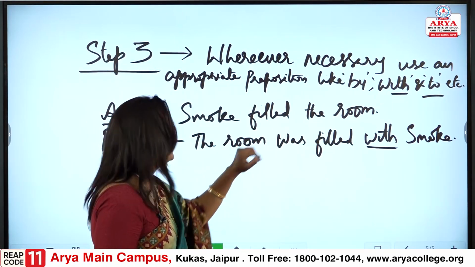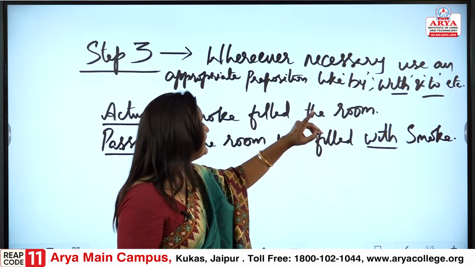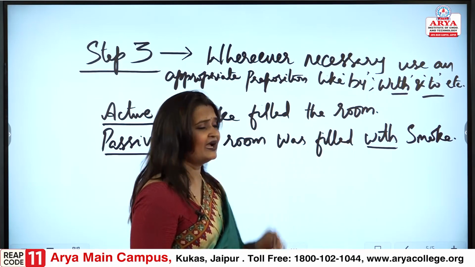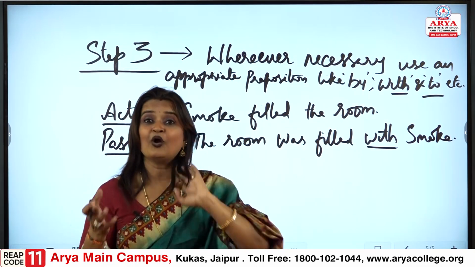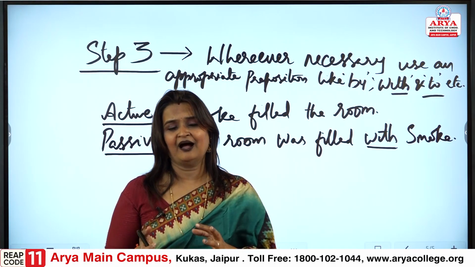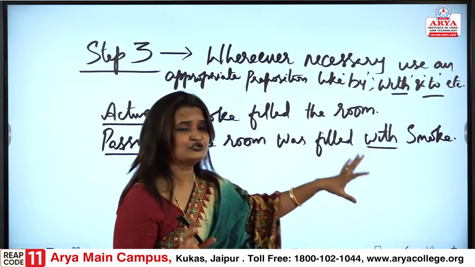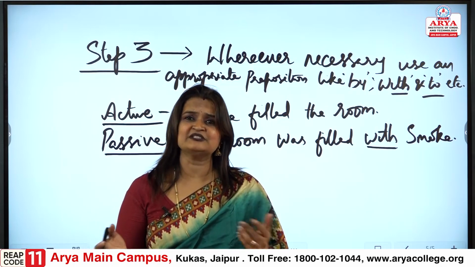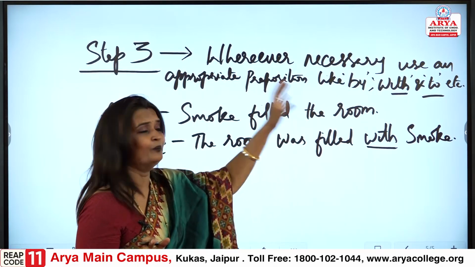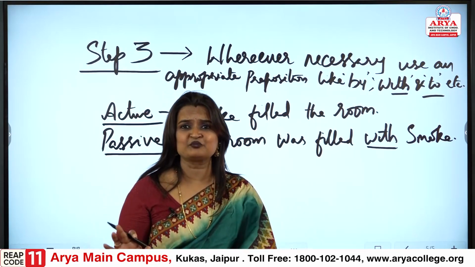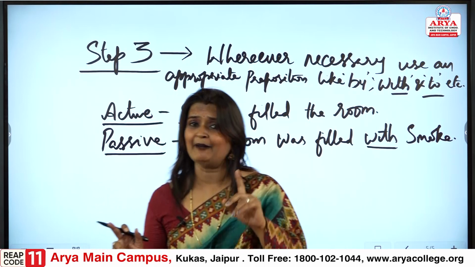The object became the subject, the verb filled remained filled, but we use the past participle, was filled. Now, by, with, and to. When I use by, see how the meaning changes. The room was filled by smoke. So what did smoke fill? Again, a question is raised: what did smoke fill into the room? It becomes senseless. The room was filled to smoke. What sense does it give? It gives no meaning. The right one is with. The sentence is, smoke filled the room. The room was filled with smoke. So over here, with would come, and not by or to.